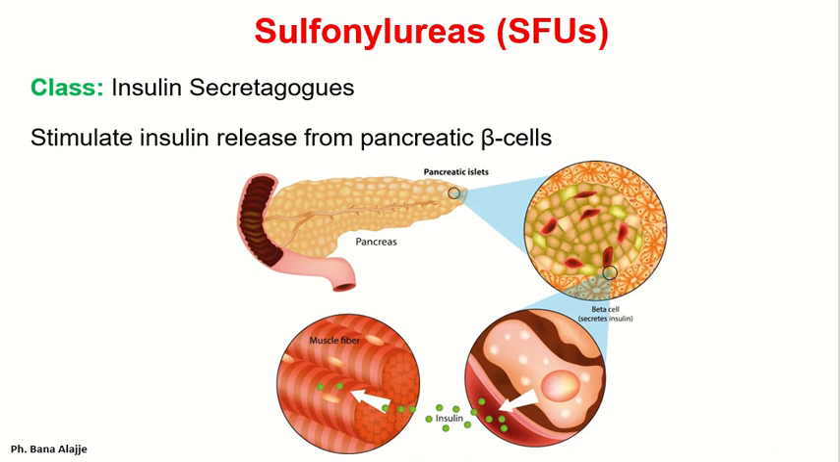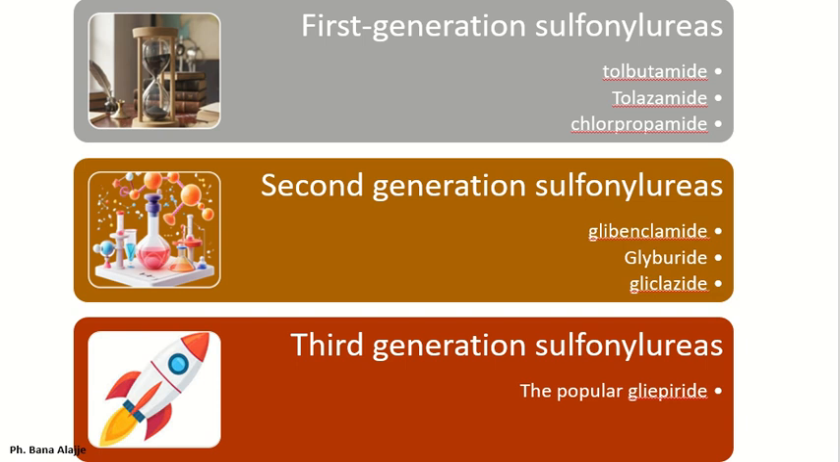Sulfonylureas belong to the class of insulin secretagogues. They act by stimulating pancreatic beta cells to increase insulin secretion. For sulfonylureas to work, there must be functioning beta cells, at least around 10 to 15%. That's why their effectiveness decreases in the advanced stages of type 2 diabetes. Sulfonylureas are divided into three generations. We have first, second, and third, which is the most advanced and has fewer side effects, I guess. Yes, and they mainly differ in potency, duration of action, and side effects profile.